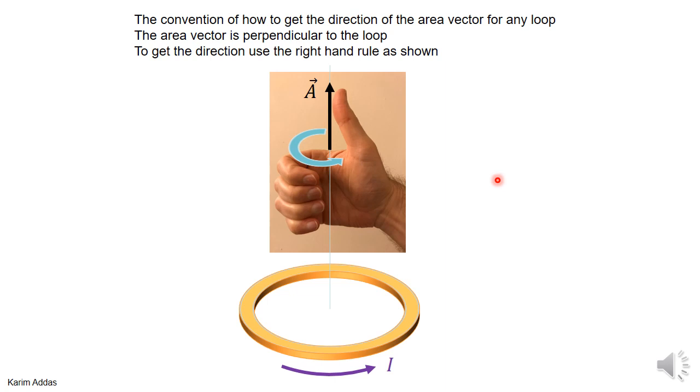Now, to make the issue of getting the area vector a bit clearer, imagine this loop with the current going around this way. If you put your fingers in the direction of the motion of the current, then the thumb will point in the direction of the area vector. If you get the perpendicular to this loop, there are two perpendiculars. One is pointing this way and one is pointing that way. Which one would you take to be the area vector? You use this right-hand rule. Put your fingers in the direction of the current and the thumb will point in the direction of the area vector. That's the rule we used to get the area vector for the loop in the previous part.